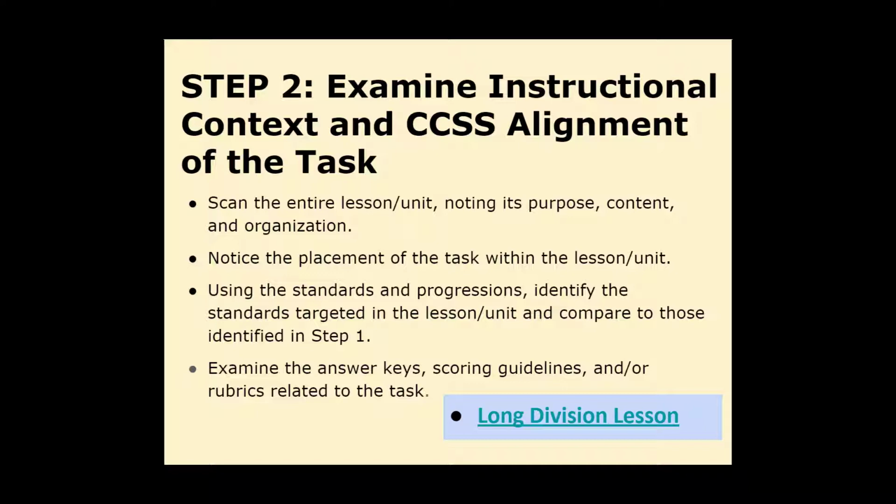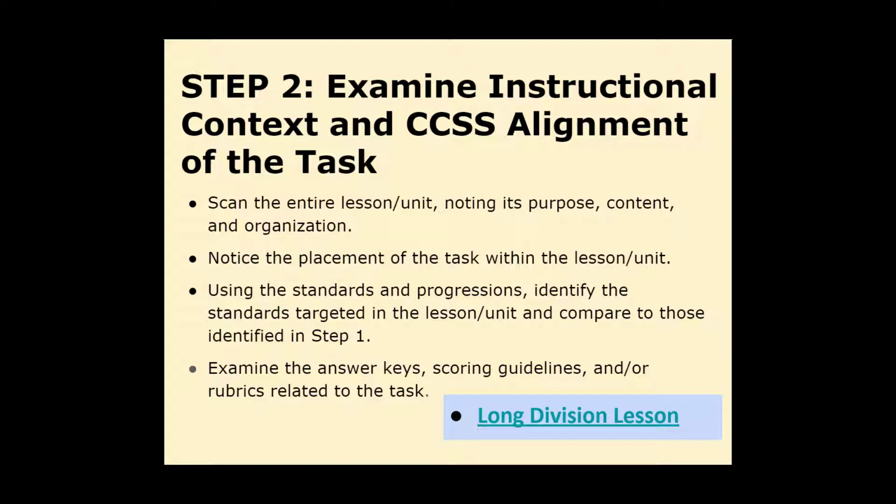Step 2 has 2 parts. First, we're going to examine supporting materials, including supports for scoring student work and targeted standards for evidence of purpose and the intent of the task. For example, we can scan the entire lesson. We noted its purpose, the content, and the organization.